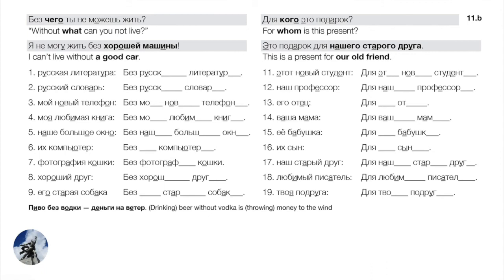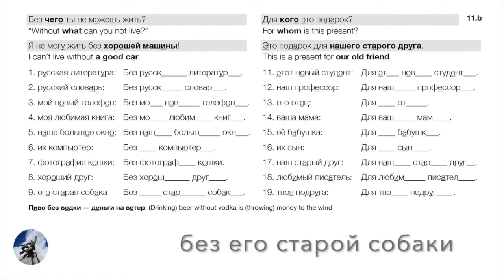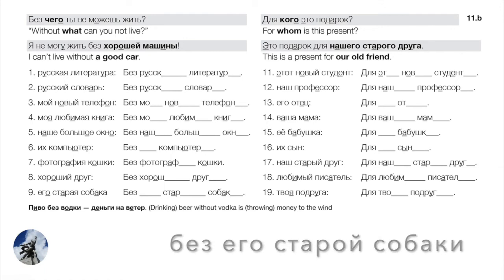Number 9, his old dog. I can't live without his old dog. Now again, его here means his, so it's not going to change. Я не могу жить без его старой собаки. Okay, after the ka, we get an e, right? Because of the 7-letter spelling rule.